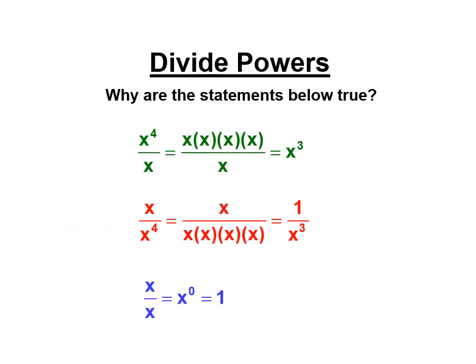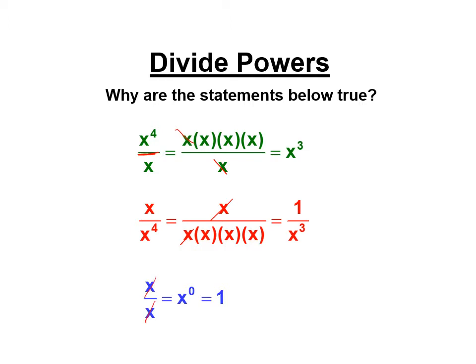So let's look at the rules. If you have x to the 4th divided by x, that's how we're going to write that. You have x times x times x times x in the numerator and an x in the denominator. You can just cancel the matching x's there, and you have x cubed. But notice if you flip it upside down, now this cancels, and you don't get x cubed, you get 1 over x cubed.